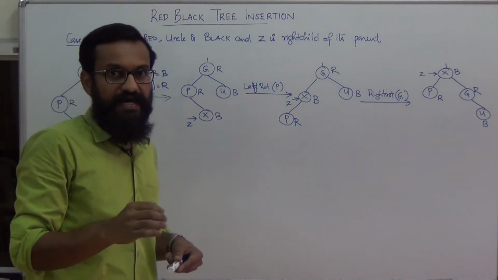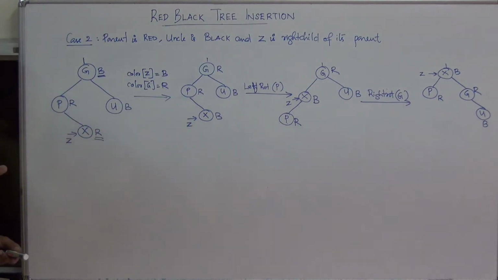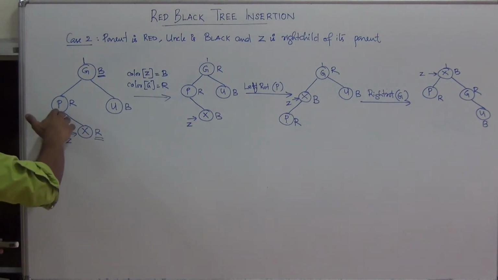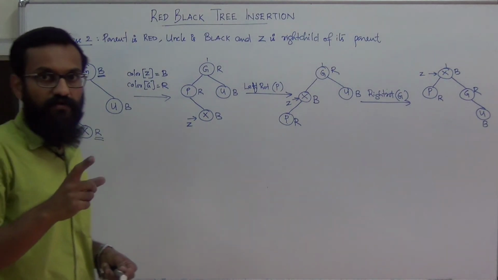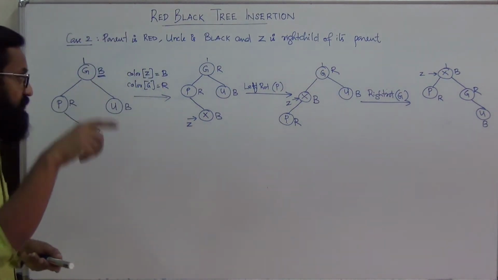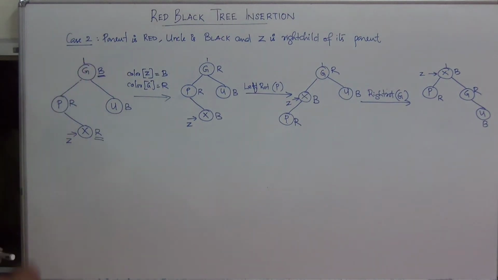And remember that in this case, the position of the new node is important. The position of the new node is the right child of its parent, and again the orientation of the parent with respect to grandparent is also important. Parent is actually the left child of its grandparent.